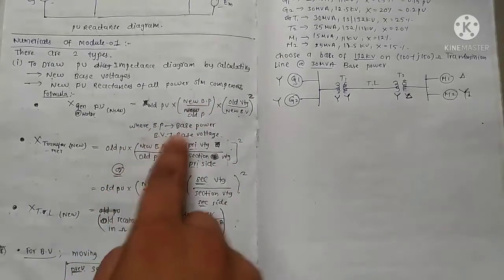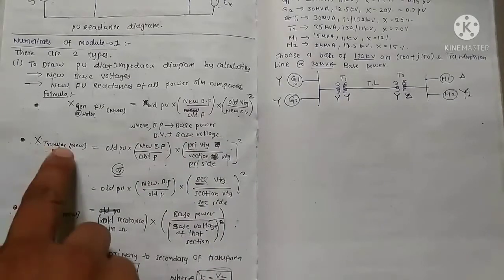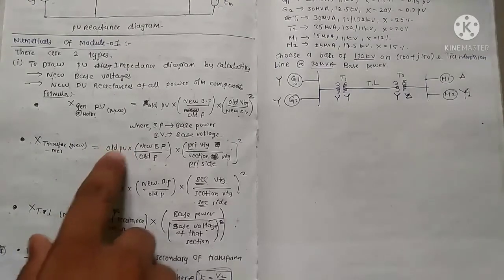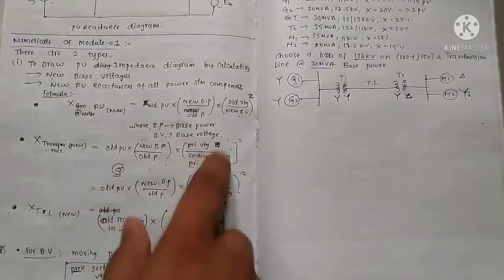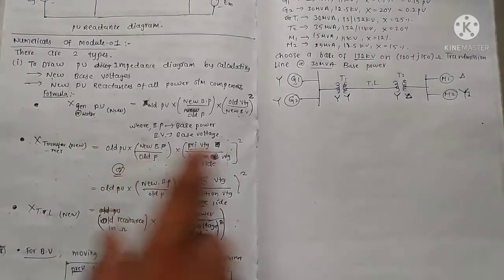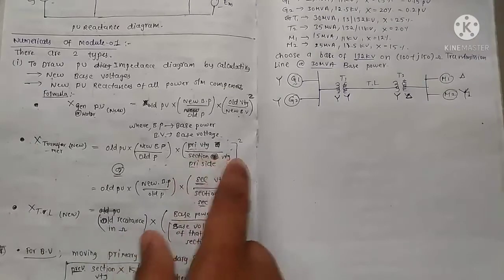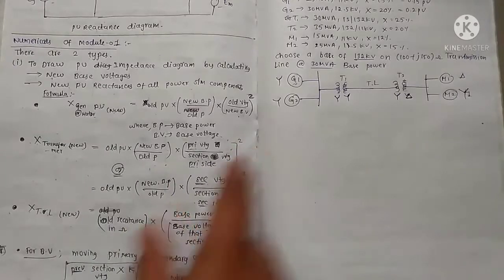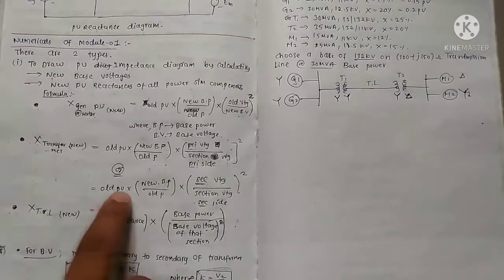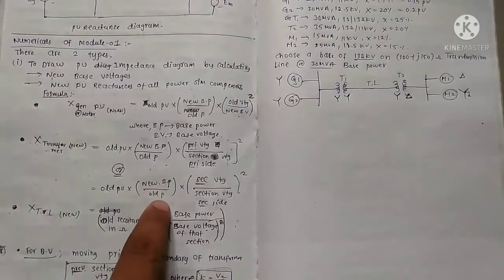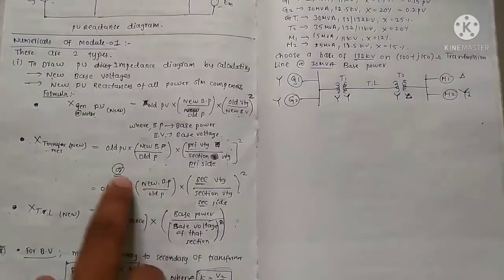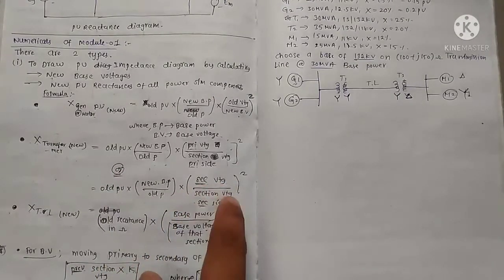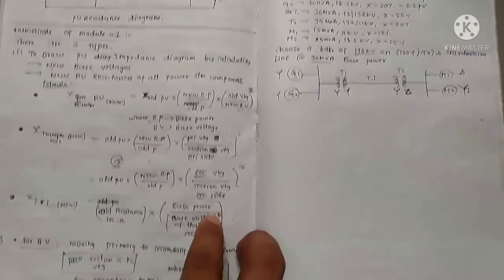BV is the base voltage, and X reactance of the transformer new is equal to the old PU, which they will give in the question, multiplied by new power divided by old power, times primary voltage divided by the section voltage on the primary side, whole squared. You will understand this in the numerical part. Old PU multiplied by new BP, new power divided by old power, and we can substitute this formula also: secondary voltage divided by section voltage on the secondary side, whole squared.